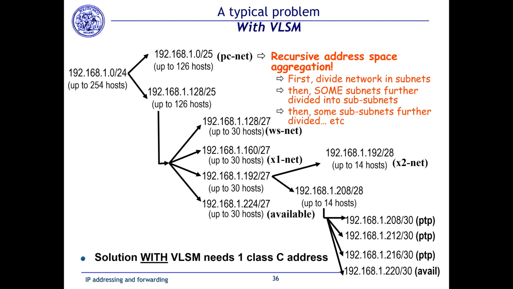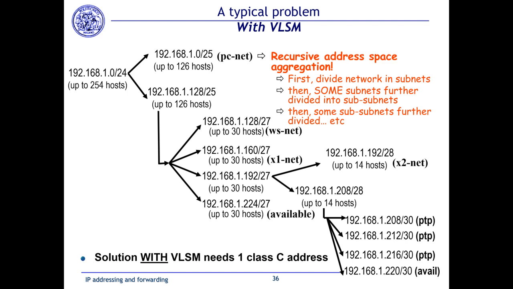First of all, we start with the original network prefix. In this case, it is 192.168.1.0/24. So we are in a class C network. We have 256 addresses in all, of which 254 can be assigned to hosts, as usual with the two reserved addresses.